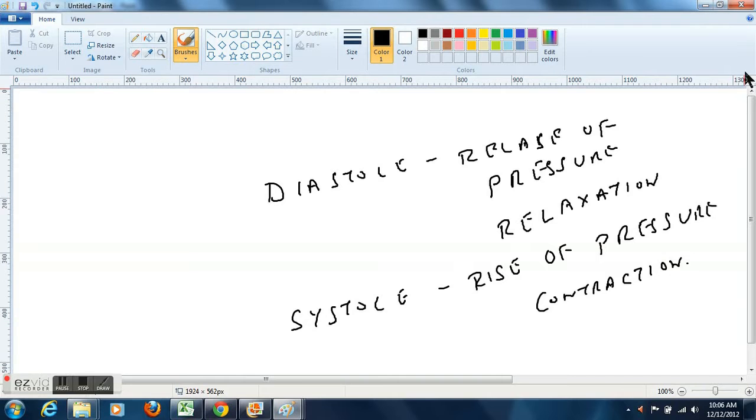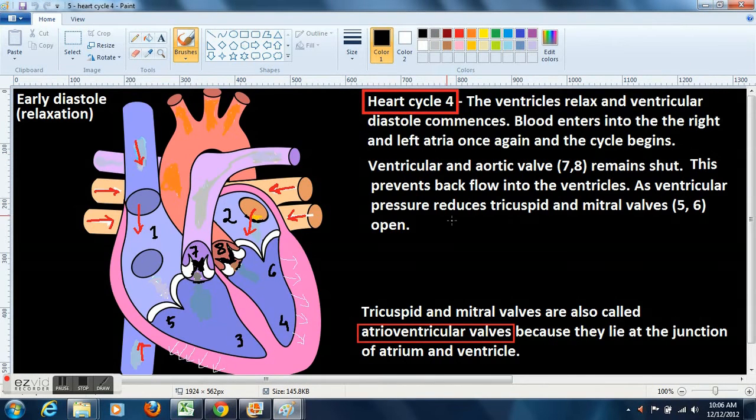So in this tutorial I am going to complete the discussion of heart cycle 4. In this cycle the ventricles relax. You can see the outward arrow I have shown with ventricle 3 and 4. And diastole commences. Diastole means relaxation of ventricles.